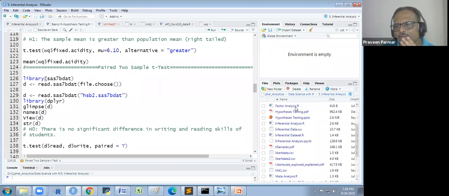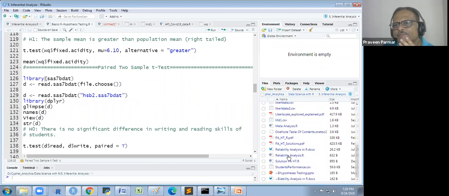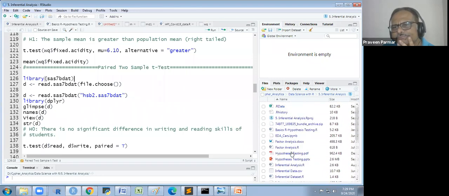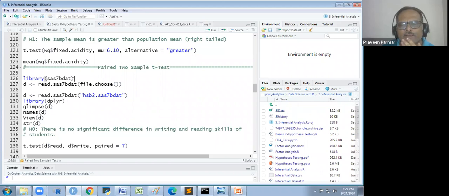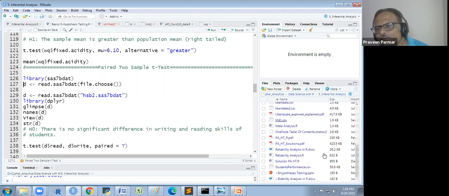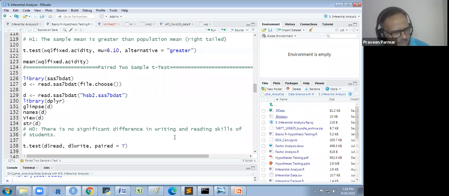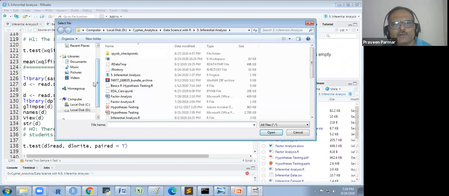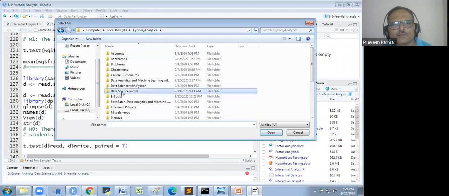There is one data set, a SAS file we have, and I have to run this library for the SAS file. I want to read the SAS file here, and I don't have that SAS file here, so I have to pick it up from some other folder. So I will run this, and I will get one pop-up window, and I will go to the folder where I have kept it.